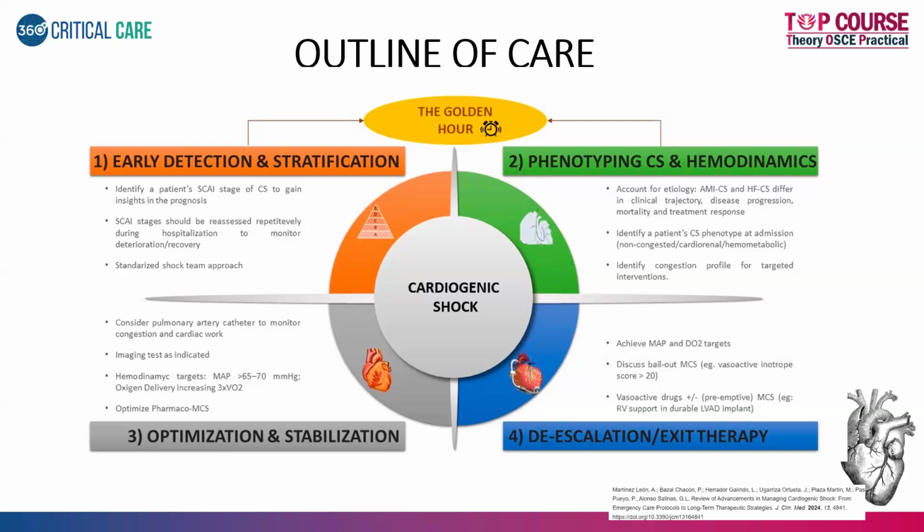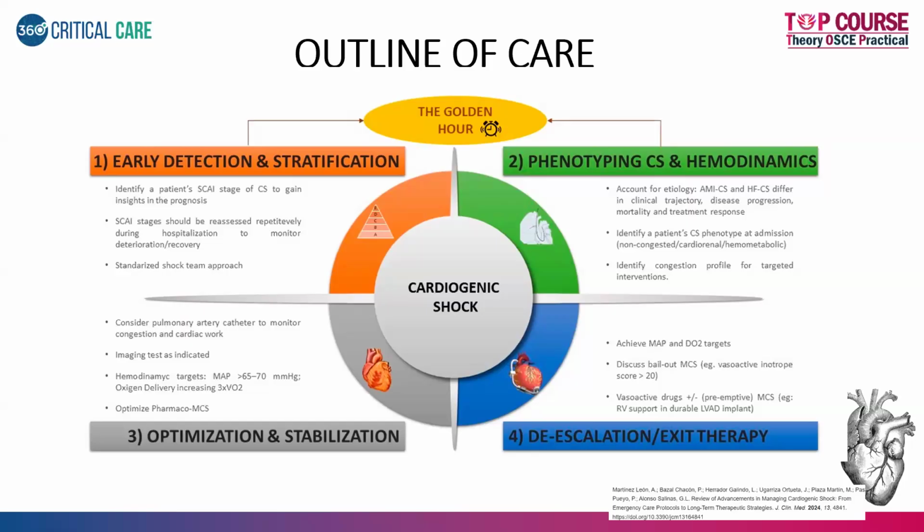So once we have stratified and phenotyped this patient, we need to optimize this patient. The optimization is usually achieving MAP targets, oxygen delivery, and securing all our ABCs at the same time, also doing the basic lab work. After this, we have to do a de-escalation or exit therapy. This is usually done based on the primary cause. If it is MI related, first do a PCI and then come back and de-escalate all the medications. If it is non-MI related, if it's a cardiogenic shock due to heart failure, then we need to look at our options.